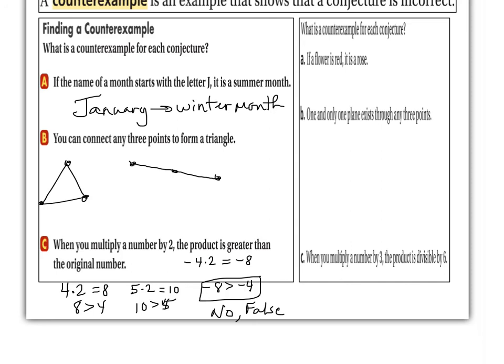What I want you to do is find some counterexamples for these 3 questions before class tomorrow. So, find some counterexamples. Also, don't forget to complete your WSQ on section 2.1.